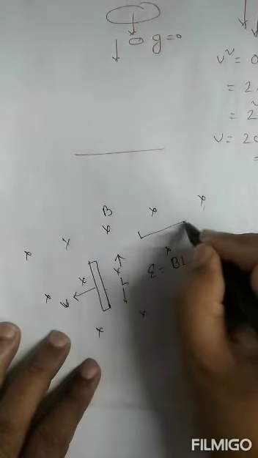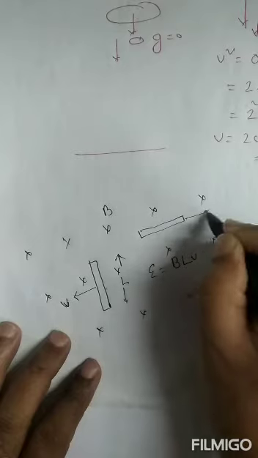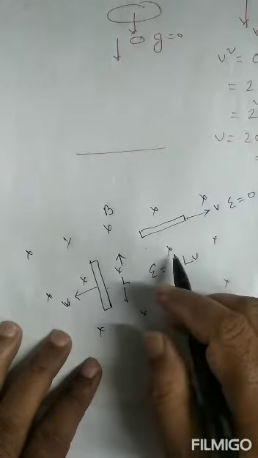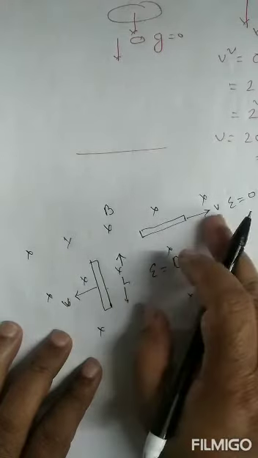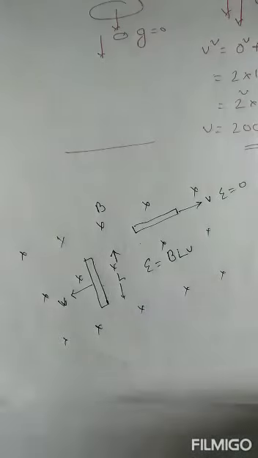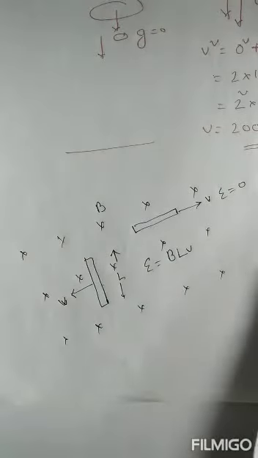But if the rod moves like this, if the rod moves parallel to its length, then no EMF is induced here. If the rod moves parallel to its length, no EMF is induced. Now we want to derive an expression of Motional EMF.